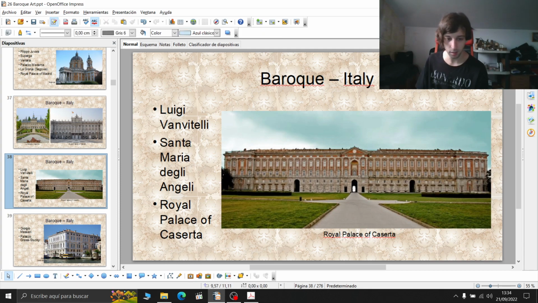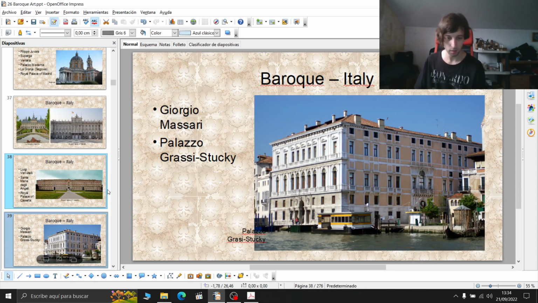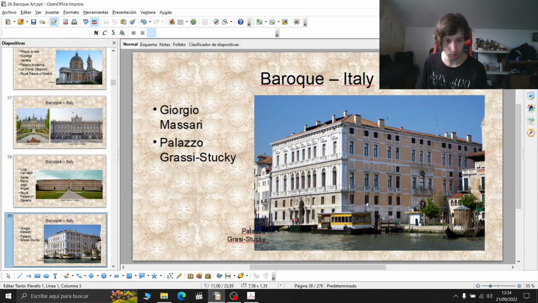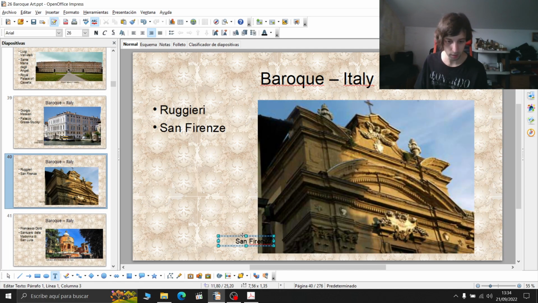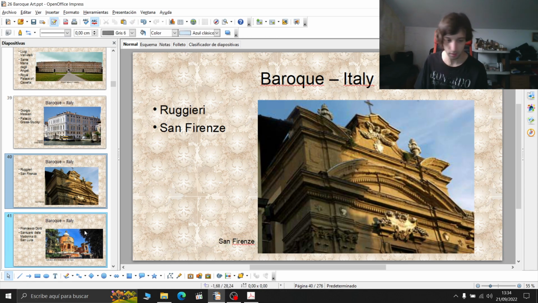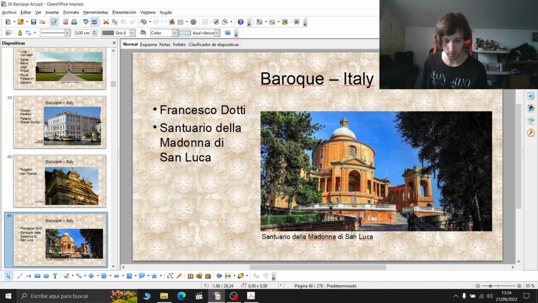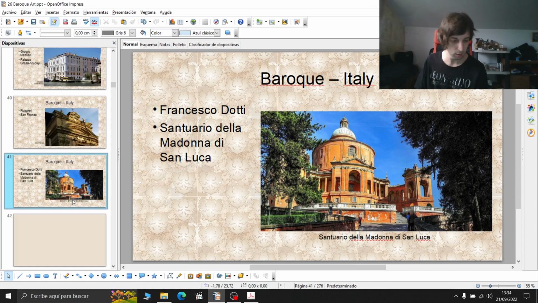Luigi Vanvitelli with Santa Maria degli Angeli and the Royal Palace of Caserta. Giorgio Massari with Palazzo Grassi. Ruggieri with San Firenze. Different architectures and buildings. Francesco Dotti with the Santuario della Madonna di San Luca.